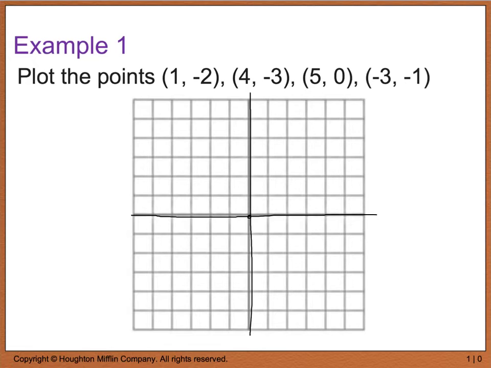(1, -2) means I'm going to go 1 in the horizontal direction, in the positive direction, and negative 2 means I'm going to go down 2 units. So I have a point (1, -2) right here. Then I'm going to go 4 in the positive direction for x, so 1, 2, 3, 4, and then down 3. For (5, 0), I'm going to go 5 to the right, which is right here, and 0 in the vertical direction. And (-3, -1) means I'm going to go 3 units to the left and 1 unit down. So these are my points.